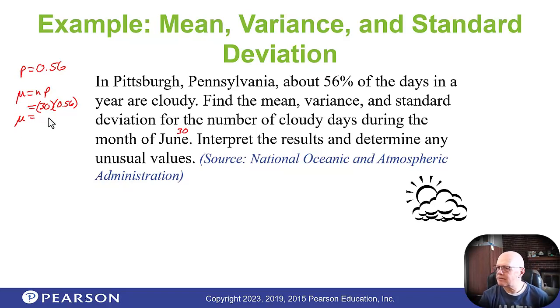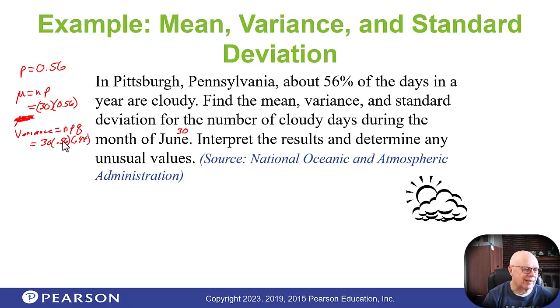Okay, that's the mean. And for variance, we'll take n times p times q. So to get the variance, we'll multiply the 30 days times the 0.56, and q is 1 minus p, so it'll be 0.44, and that'll give you the variance.